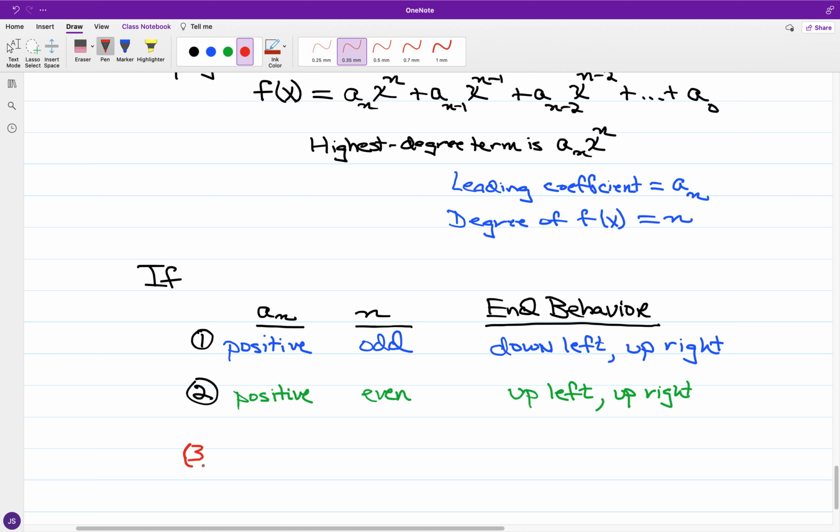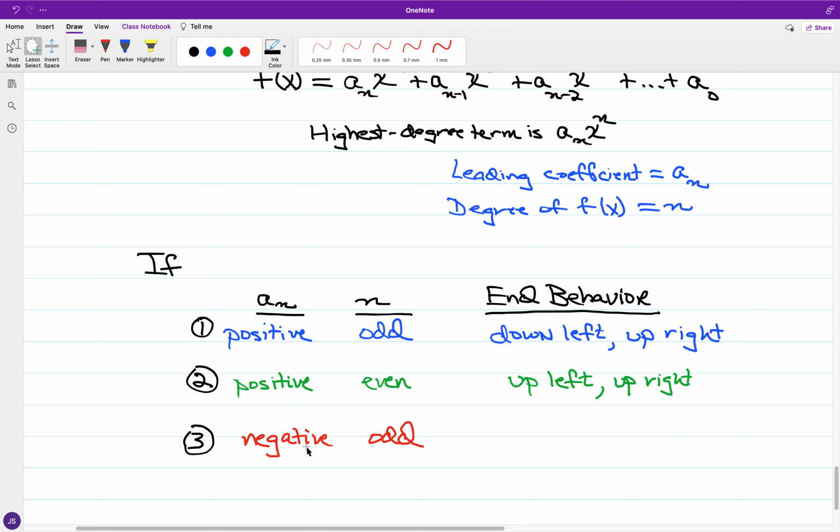And now say I have the next expression, where the leading coefficient is negative and the degree of the function is odd. What we're going to have in effect is the polar opposite of what we have with the positive coefficient while the degree is odd. So in this case, instead of down to the left and up to the right, it is now going to be up to the left and down to the right.